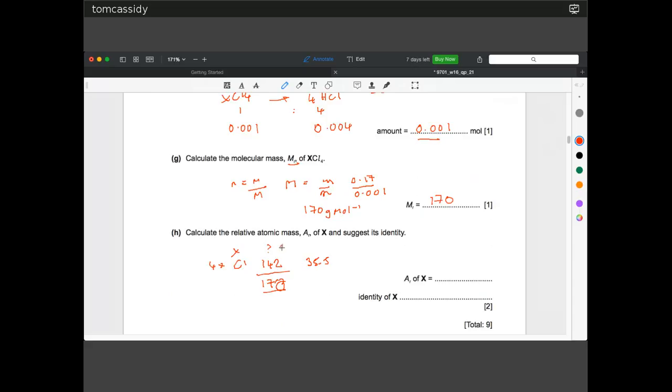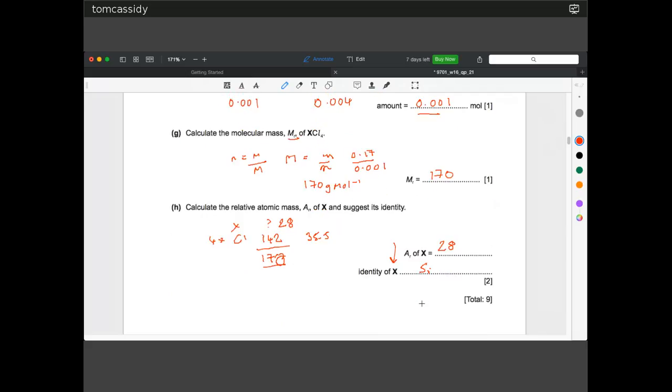Do that, and you work out that the relative atomic mass of X that we need to add to 142 to make 170 is a relative atomic mass of 28. So the relative atomic mass of X is 28. And to find out exactly what that is, you look that up in the periodic table. The element with the relative atomic mass of 28 that's in group 4 and forms a tetrachloride is silicon. Good, next question.